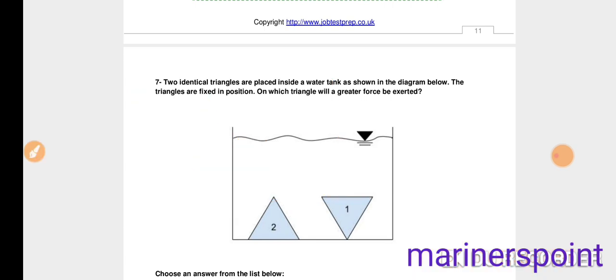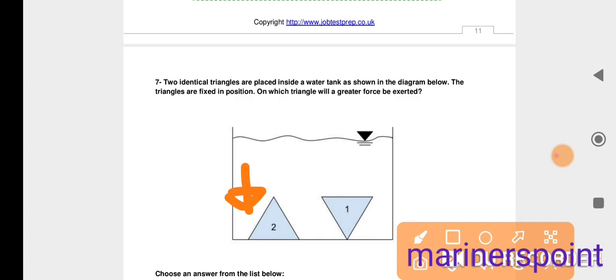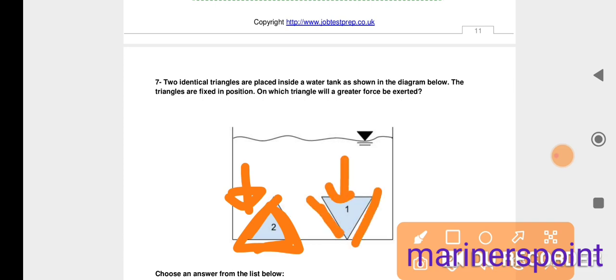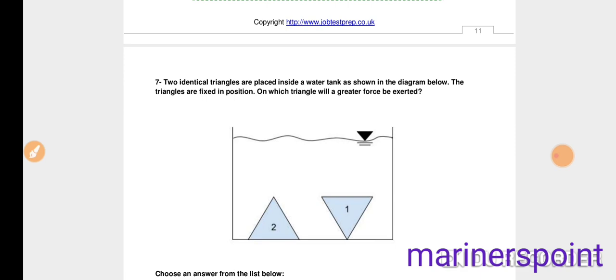Okay, so force is equal to pressure into area. Now we can easily conclude that as the depth increases, in one triangle the area increases, but in the other we can check that as the depth increases the area is decreasing. So for triangle 2 force is greater, because as we know that force is equal to pressure into area.